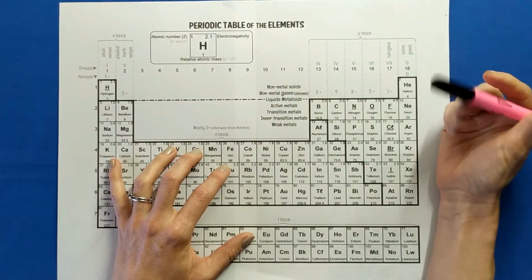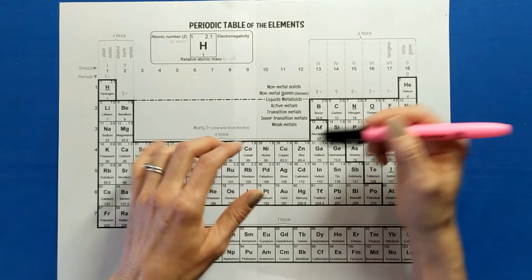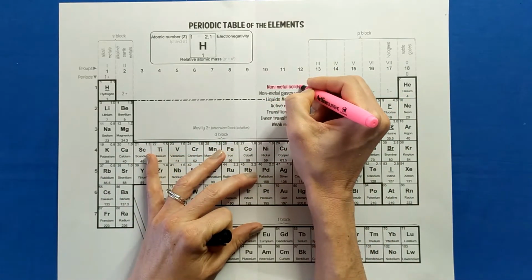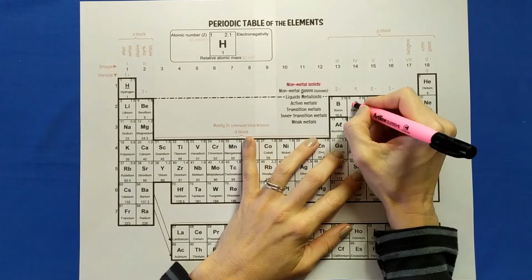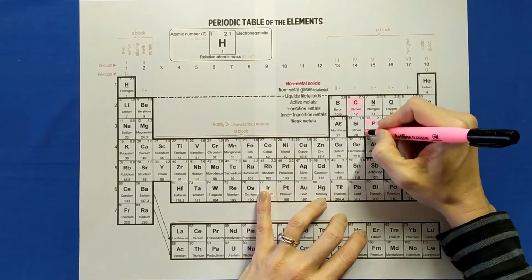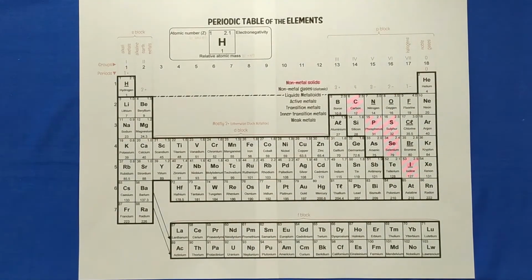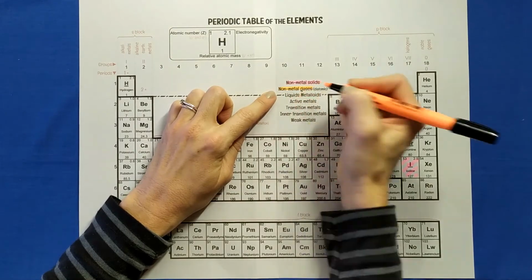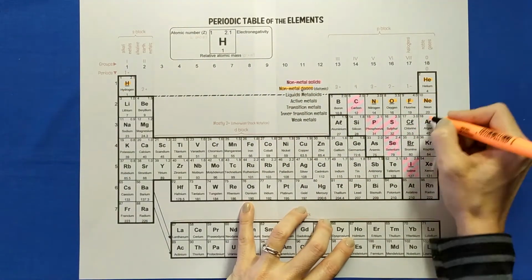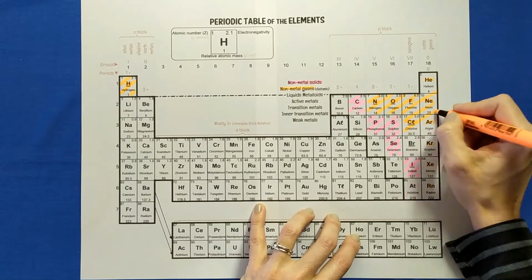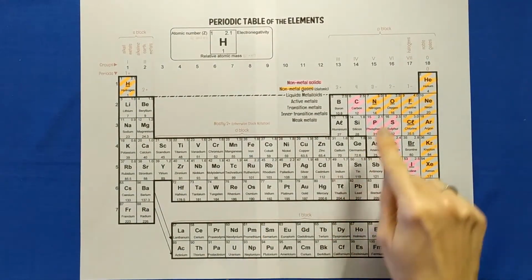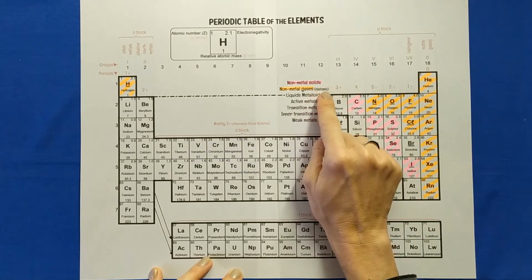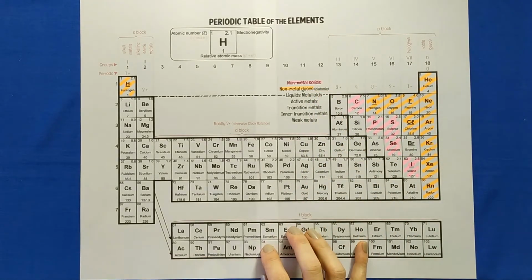First up, let's do the non-metal solids. I'm going to use pink. Next, let's do the non-metal gases. I'm going to use orange. You'll see that some of these elements were underlined. That's because they are diatomic molecules. We'll revisit those later on.